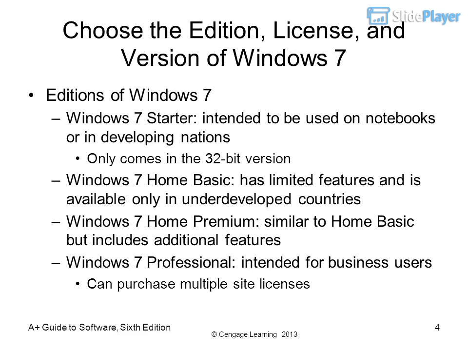Choose the edition, license, and version of Windows 7. Editions of Windows 7. Windows 7 Starter is intended to be used on notebooks or in developing nations, and only comes in a 32-bit version. Windows 7 Home Basic has limited features and is available only in underdeveloped countries. Windows 7 Home Premium is similar to Home Basic but includes additional features. Windows 7 Professional is intended for business users, and you can purchase multiple site licenses.